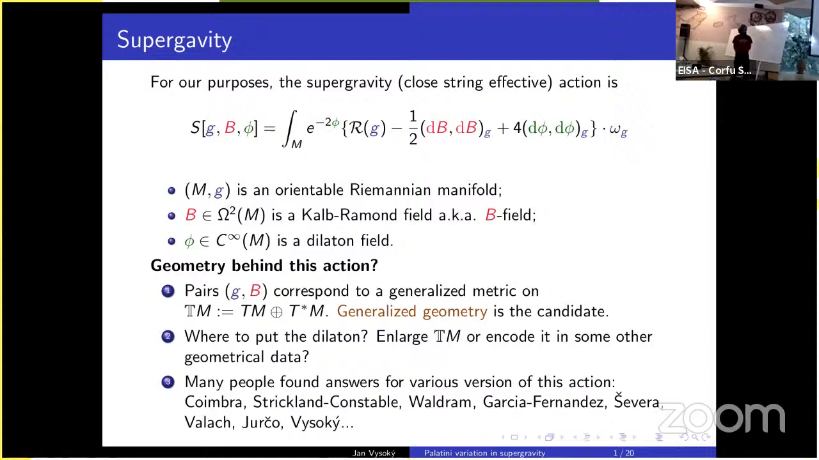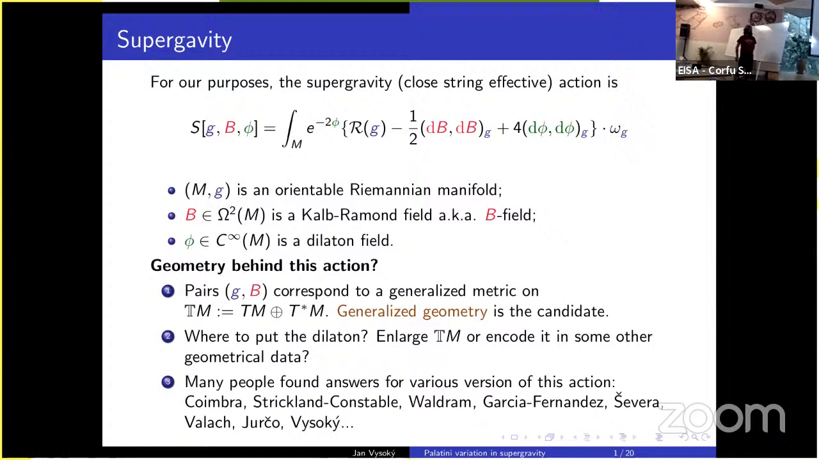First of all, I would like to explain how this action can be viewed in a more geometrical way. And the tool to do it is generalized geometry. Why generalized geometry? Because the pair of G and B naturally corresponds to an object in generalized geometry called the generalized metric, which is an object living on the direct sum of TM and T*M. I kind of don't like the word generalized geometry because it suggests something more than geometric, but it's just geometry of this vector bundle.